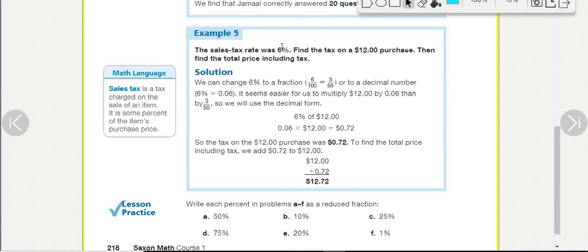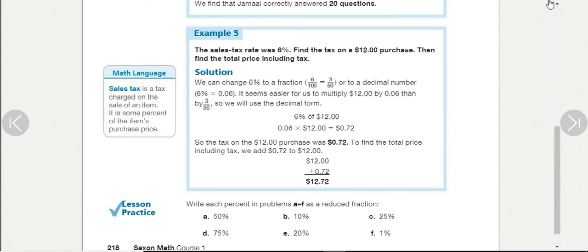Sales tax is 6%. Find the tax added to your $12 purchase with that rate. Then find the total price. So it's a two-step problem. Sales tax is charged on the sale of an item. It's some percent of the item's purchase price, and it gets tacked on when you pay finally at the register, right? Maybe you've dealt with this before, much to your chagrin.